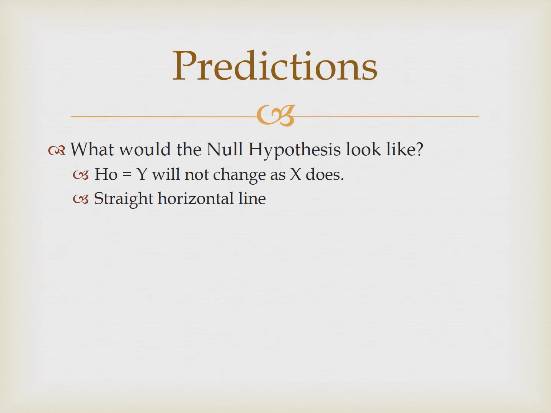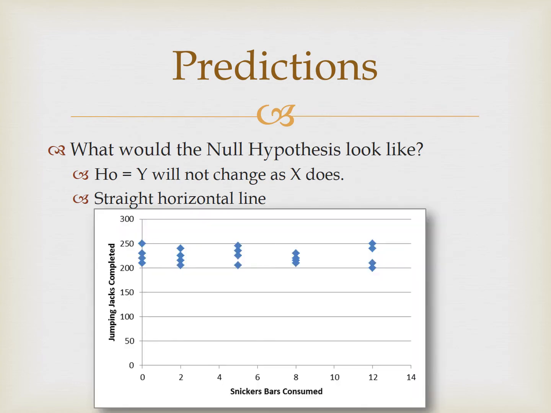Another way of saying this is that our null hypothesis would be that we would not see any change in our y-axis values, which are jumping jacks, as we change the x-axis values, which are the Snickers bars that somebody eats. And it would just represent a straight horizontal line. So if y doesn't change as x does, we might see something that looks a little bit like this.